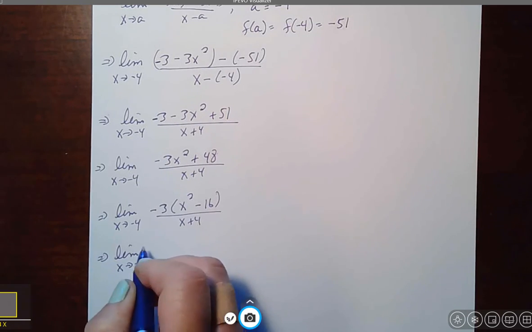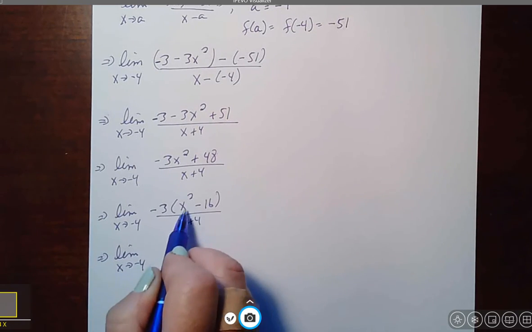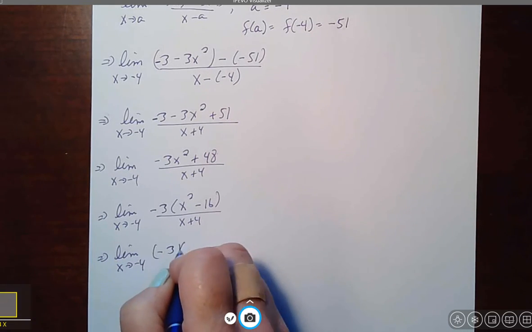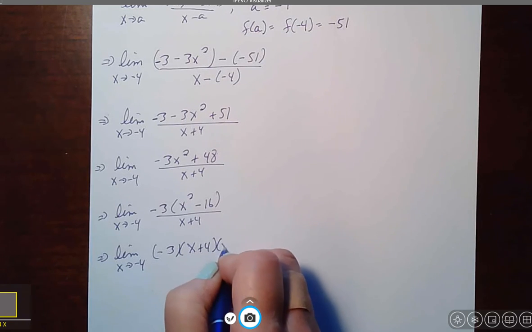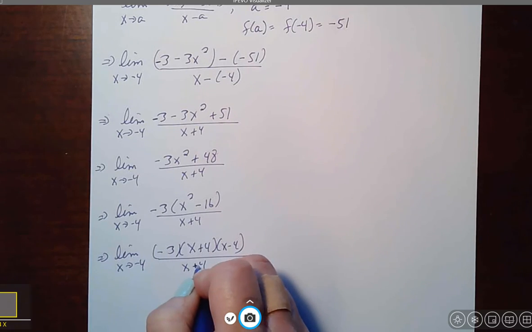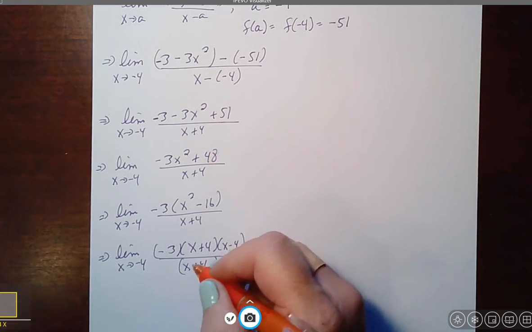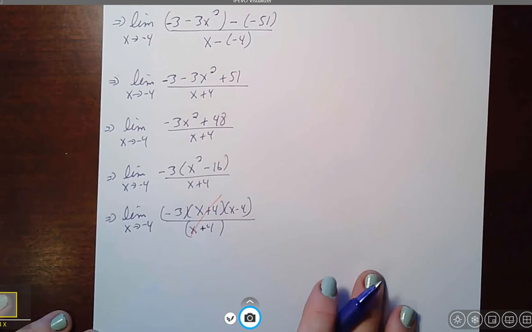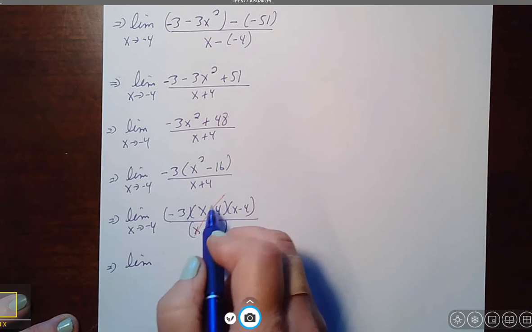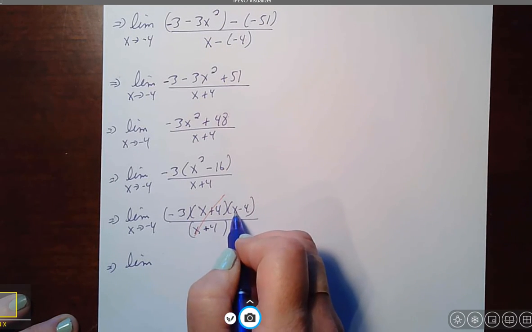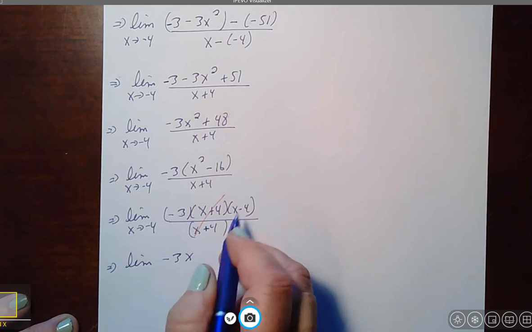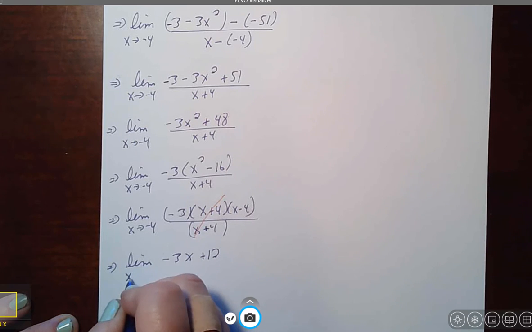Remember, the variable still appears here, so always rewrite the limit because you haven't taken the limit yet. So -3 times (x plus 4) times (x minus 4), all over x minus 4 plus 4. My bad, sorry. Okay, and now we can simplify this and get rid of that indeterminacy. That gives me the limit of -3 times (x minus 4), so that's -3x, and -3 times -4 is +12, as x approaches -4.